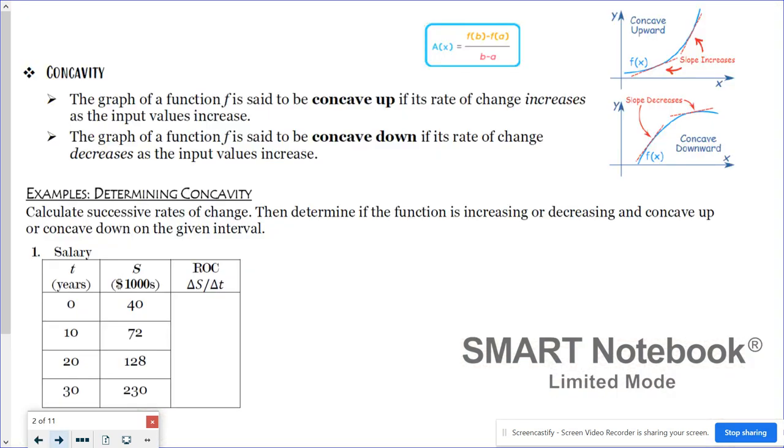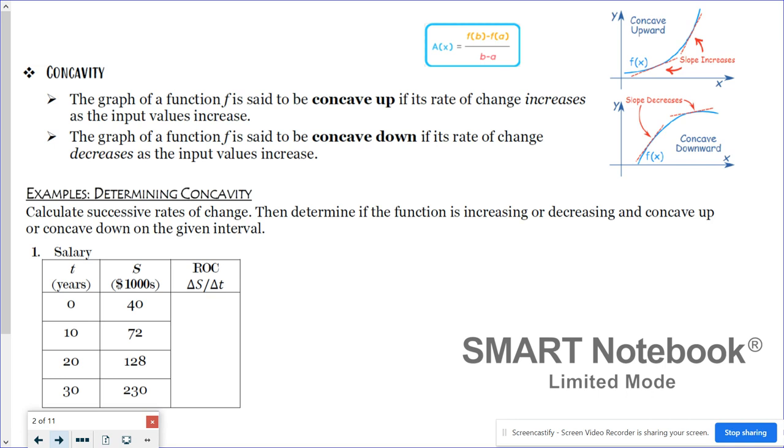So, concavity. You'll notice those two diagrams in the upper right-hand corner of your screen. You've got concave upward and concave downward, and they're using slope to help us describe concavity.